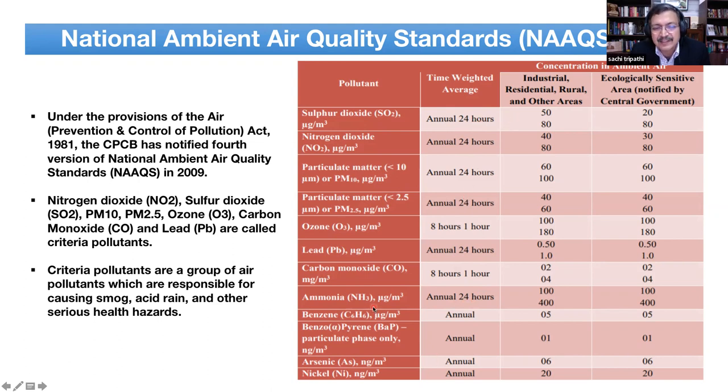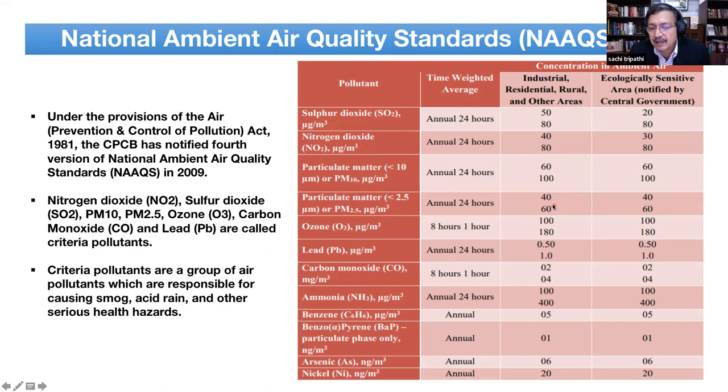Otherwise, it is generally annual or 24 hour. And then, of course, some of these pollutants like benzene, benzopyrene, arsenic, and nickel are only given in terms of an annual number. What you see, for example, very important is PM10. It has 60 microgram on a 24 hour basis, and 100 is for annual. Likewise, if you look at PM2.5, it has 40 for annual and 60 for 24 hour.